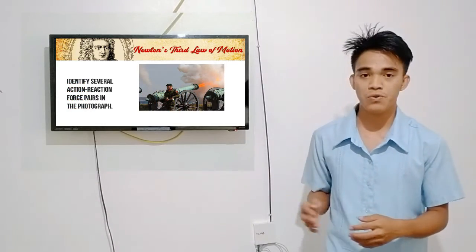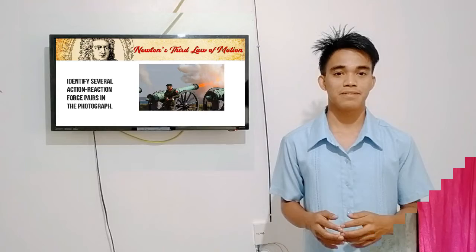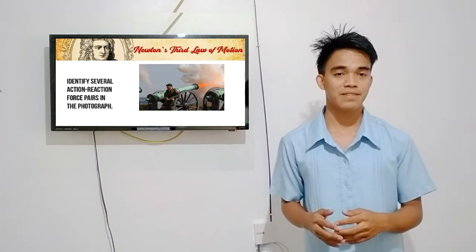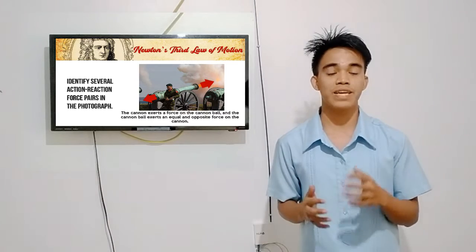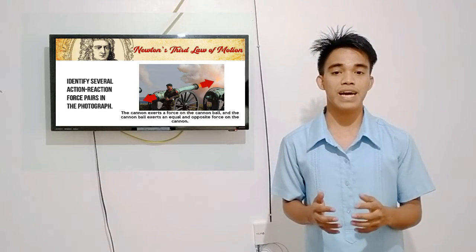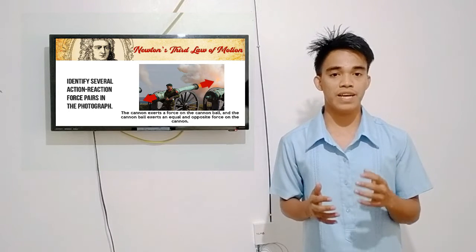The second picture, who can guess? On that picture, sir, we can apply the third law of motion between the cannon and the cannonball. So as the cannon exerts too much force, the cannonball itself will also exert a force equal to the force being exerted by the cannon. There is an interaction in the opposite direction. That's a good point. So as you can see, the cannon exerts a force on the cannonball, and the cannonball exerts an equal and opposite force on the cannon.